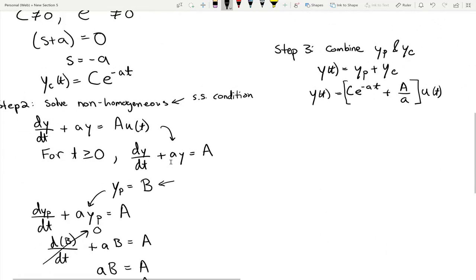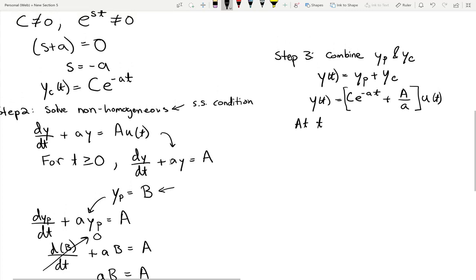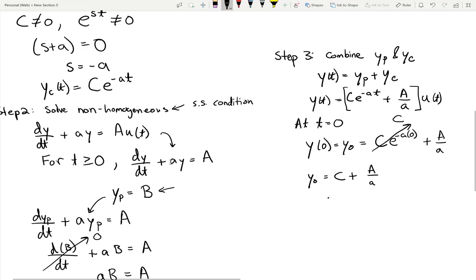All right, so what I do is I say at t equal to 0, I have y of 0 equal to y0. That's got to be equal to c e to the negative a times 0. So that whole term becomes c, right? Because e to the 0 is 1, plus A over little a, like that. So I have that y0 equals c plus A over little a, or that c has to be equal to y0 minus A over little a.